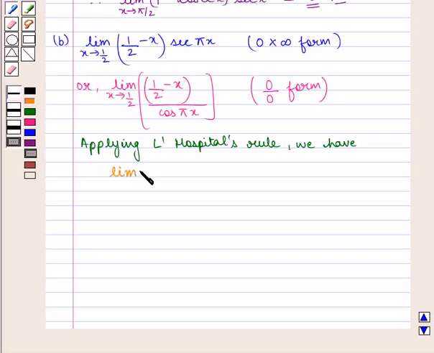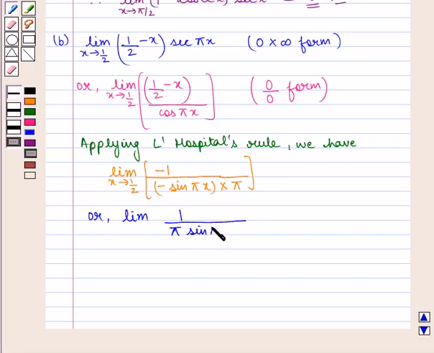limit differential of the numerator, that is 1 by 2 minus x with respect to x, that is minus 1, upon differential of the denominator with respect to x, that is differential of cos of pi x with respect to x, which is minus of sin of pi x, into differential of pi x with respect to x, that is pi, as x tends to 1 by 2. And this can be written as limit 1 upon pi into sine of pi x as x tends to 1 by 2.